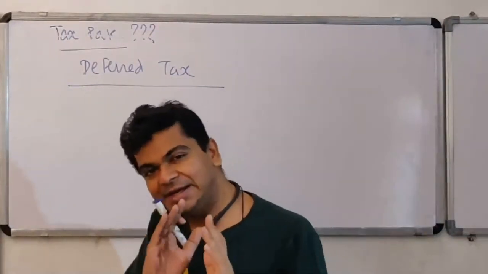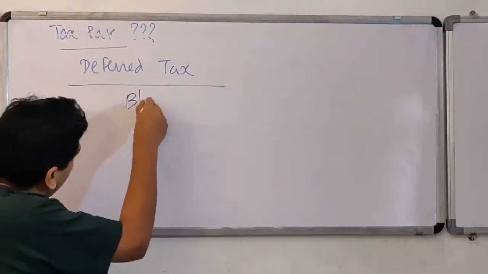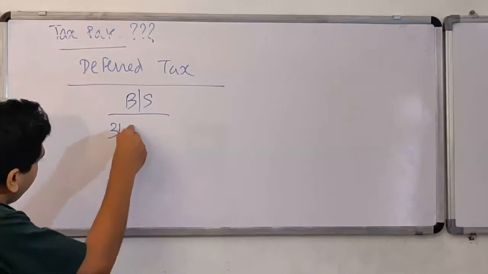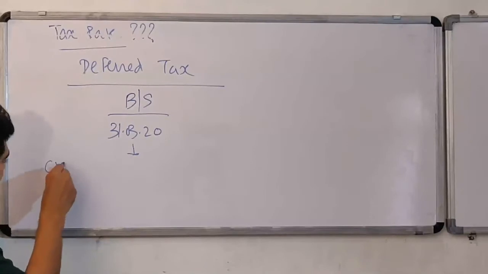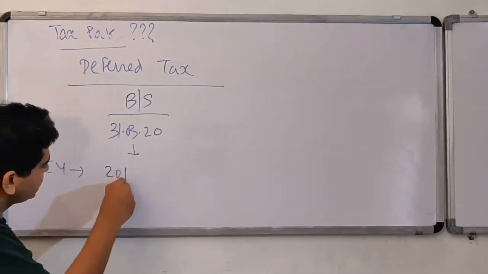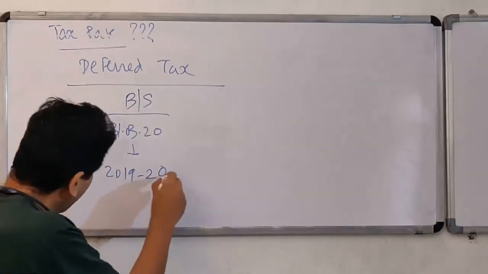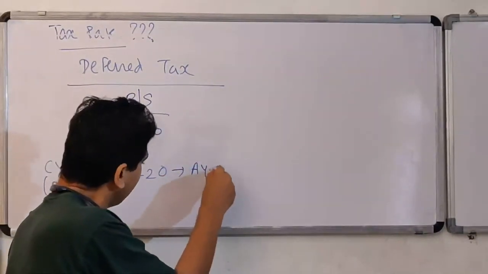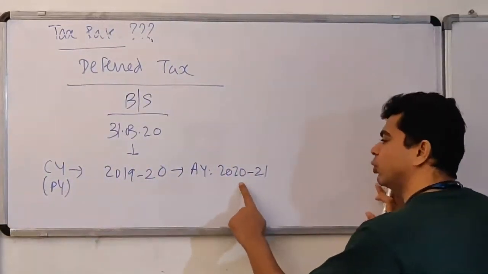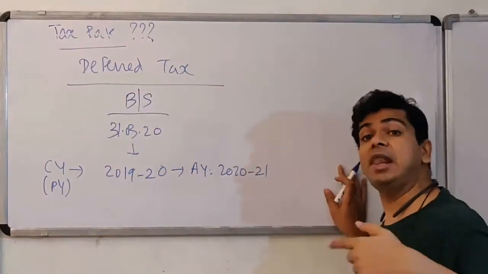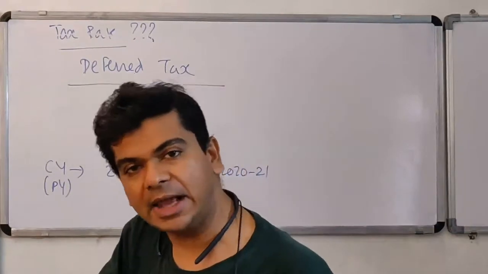Let's try to take certain dates and things will become a little bit more clear. Let us say we are preparing our balance sheet on 31st March 20. That means my current year is 2019-20, which is nothing but also my previous year. Now for this current year, your assessment year will be 2020-21. So apply the tax provisions of this assessment year. This will help you to find out what is the amount of the current tax. So I'll get the amount of the current tax over here.